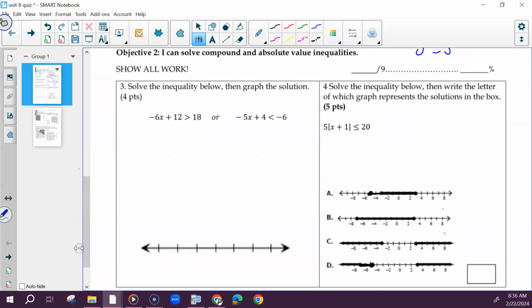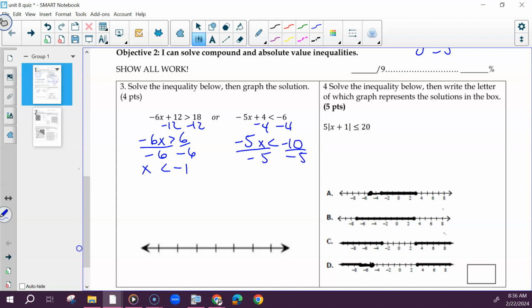So then for objective 2, we had to solve these two inequalities separately. Subtract 12 on the left. Divide both sides by negative 6. That would have changed the direction of the sign. Subtract 4 on the right. Divide both sides by negative 5. Again, that would have changed the direction of the sign.